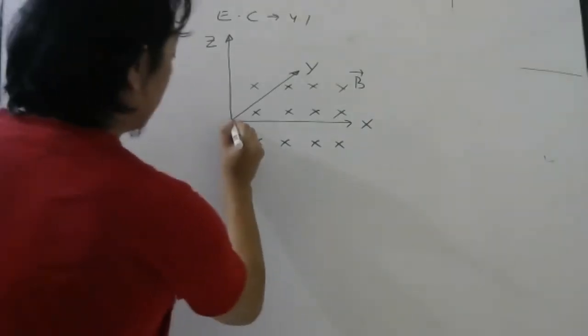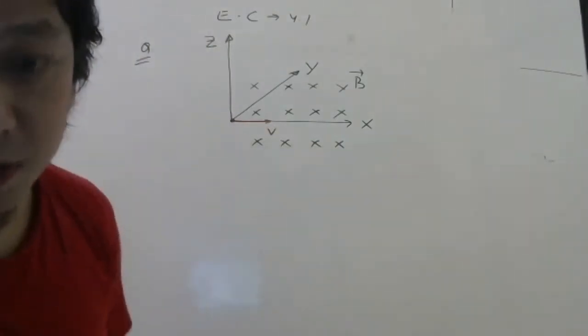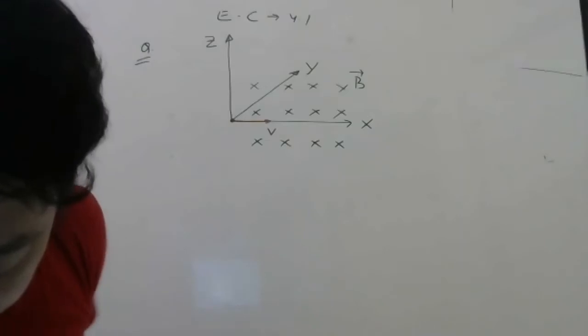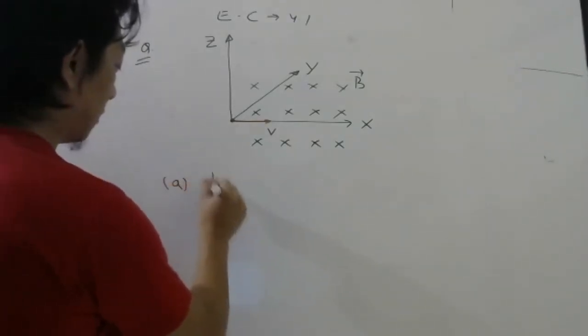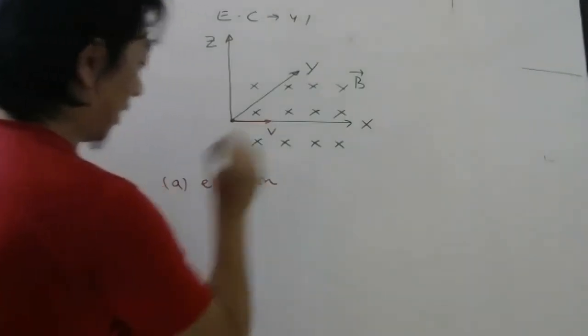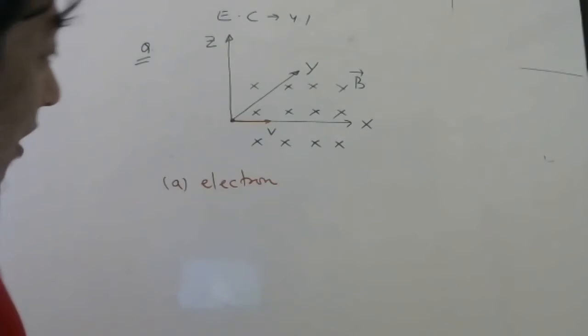The charged particle is moving along the positive x-axis, so velocity is along the positive x-axis. So where will the force be? First for electron. For electron they are asking. So if the particle is an electron, where will the force be? Try and tell me.